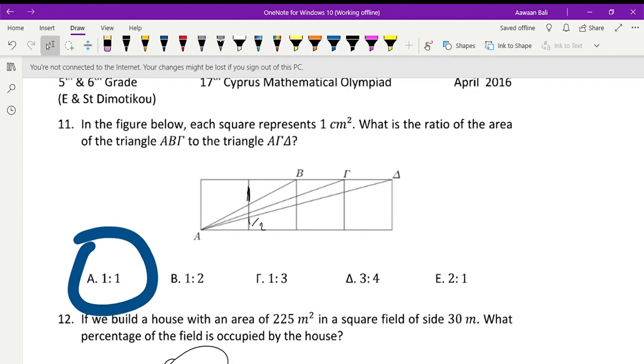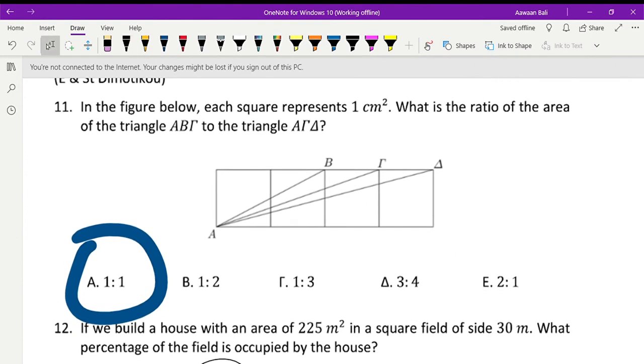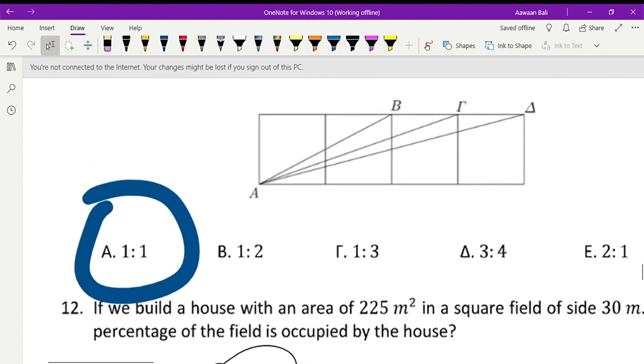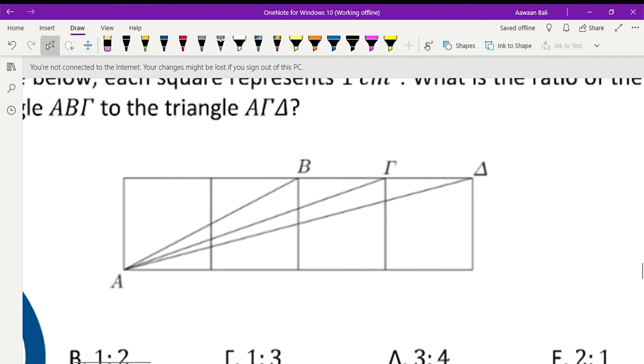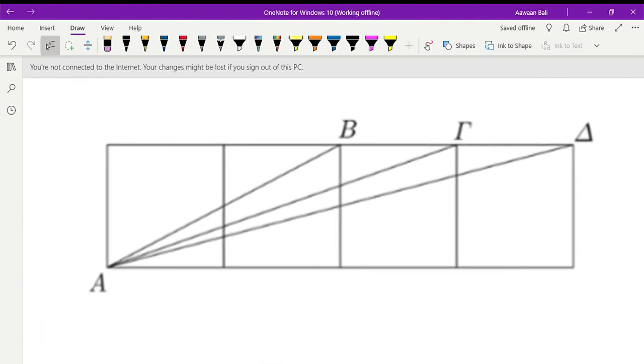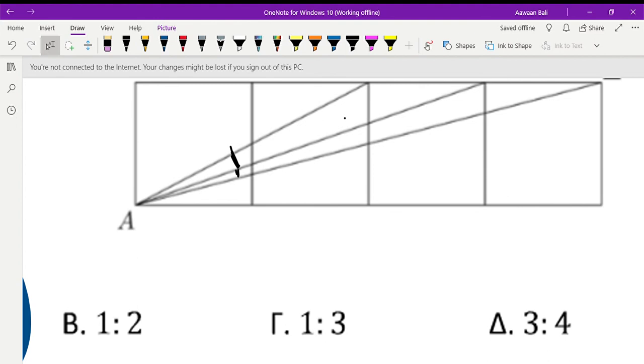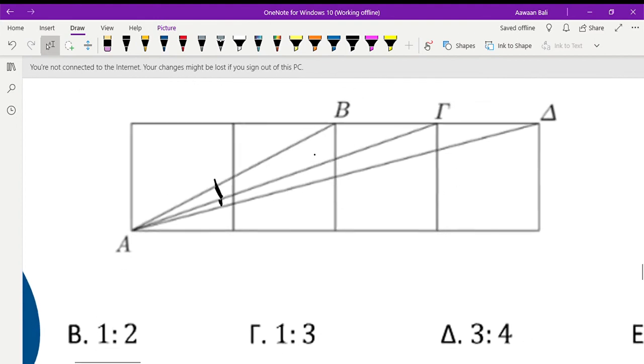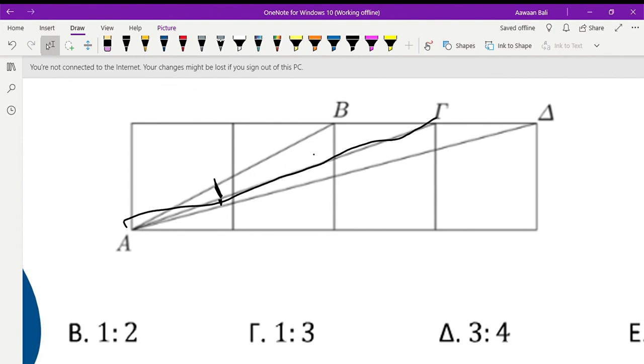Now, question number 11. In the figure below, each square represents 1 centimeter. What is the ratio of the area of the triangle alpha beta gamma to the triangle alpha gamma delta? It's 1:1, which is basically saying they're equal. Let's look at this. Here it starts wide and it gets thinner, but here it starts thinner, but then it covers up more space. And then alpha gamma delta, this triangle, starts thinner, but then it covers up more space.